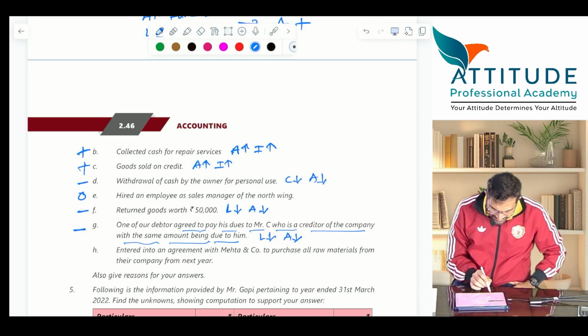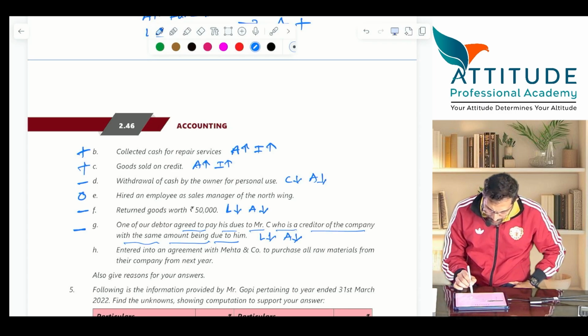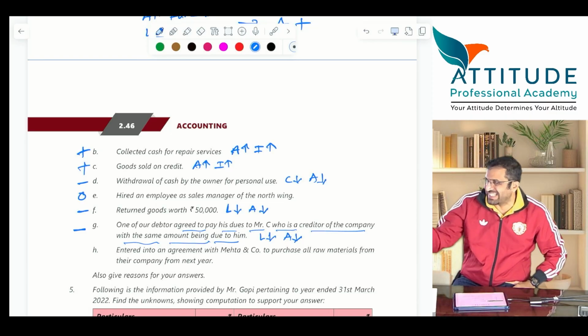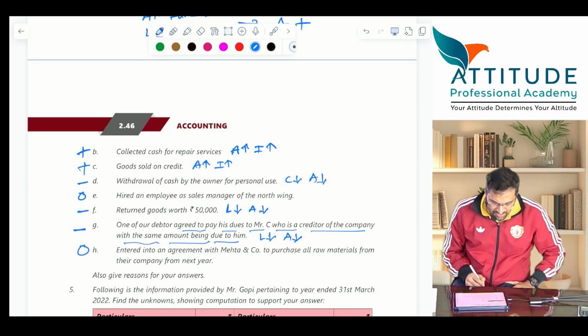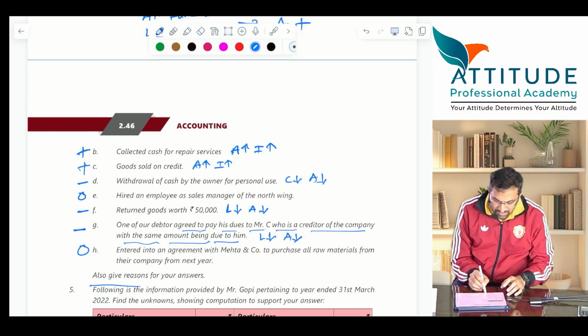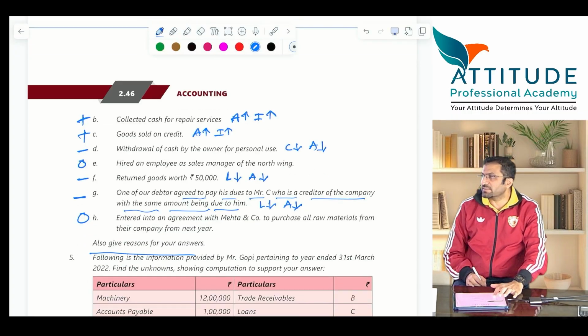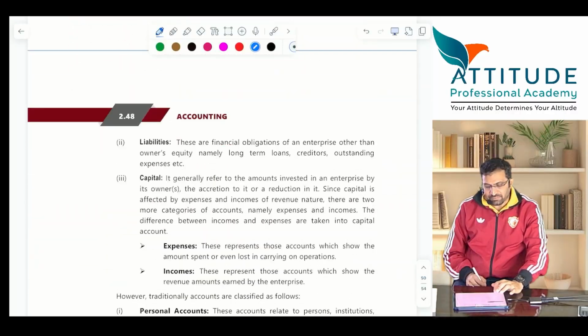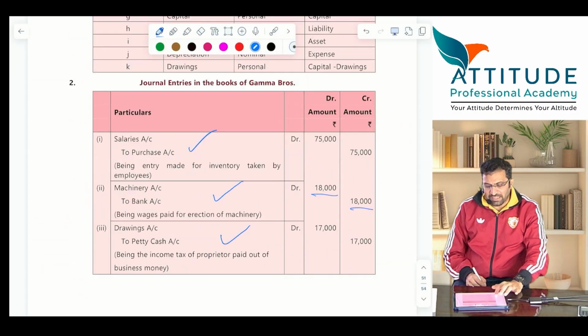Next. Entered into an agreement with Mehta and Co to purchase all raw materials from the company from the next year. Next year. So the transaction is not there. So this is 0. And also give reasons for the answers. Look, how have they given it here? I have just given the effect. Reasons also have to be given.